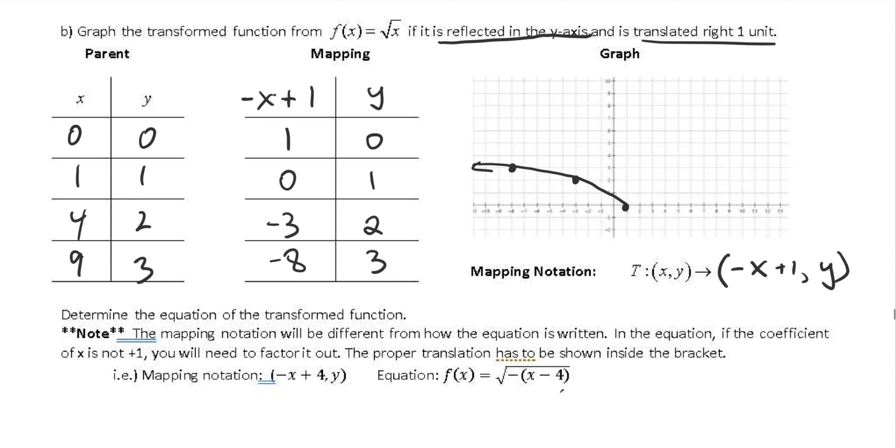Okay. Now note, whenever you have a negative inside your input, that negative k value, you can write it out like that. That's how we wrote it out in mapping notation. That's what you see here. But if you were to write out the equation, you always must factor out the negative and put everything else in brackets.